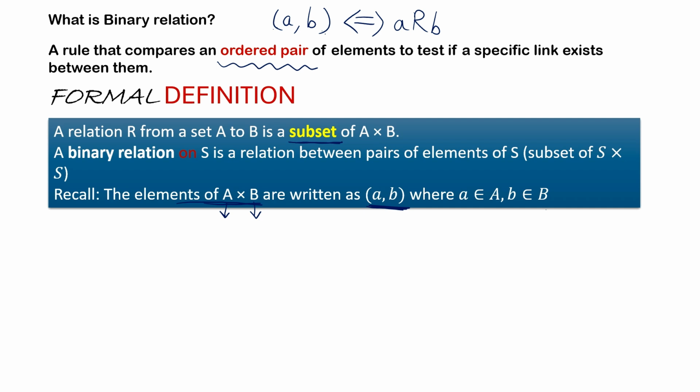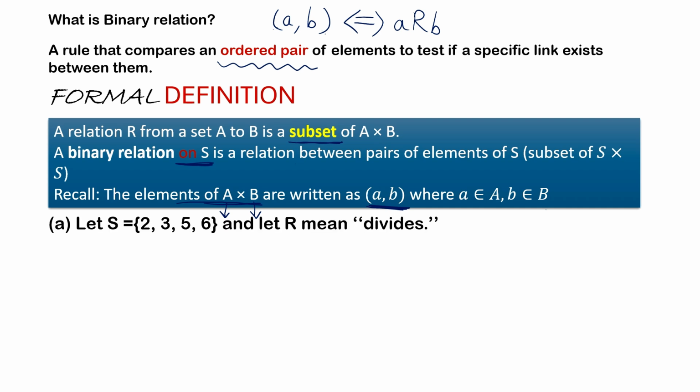Now suppose you want to talk about a binary relation on a single set, then you simply say that it is a relation between pairs of elements of only the set S. So it will be something like A comma B, where A and B both belong to the set S. Let us look at this new example here.